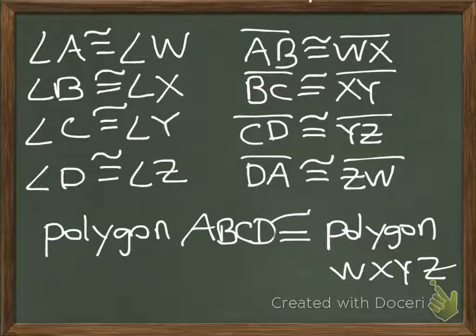So I've listed all the angles. There's 4 sets of angles, and then there's also 4 sets of sides. Those would all be corresponding and congruent. And then finally the corresponding and congruent statement is just stating that the two polygons are congruent.